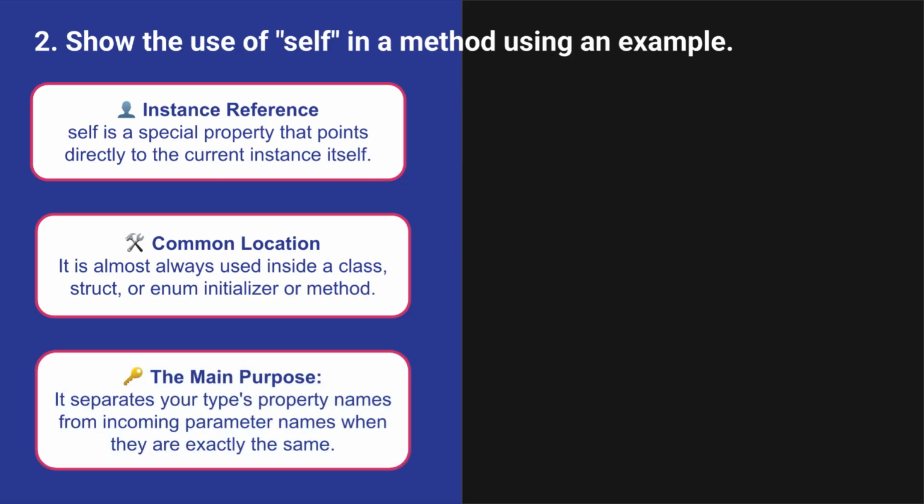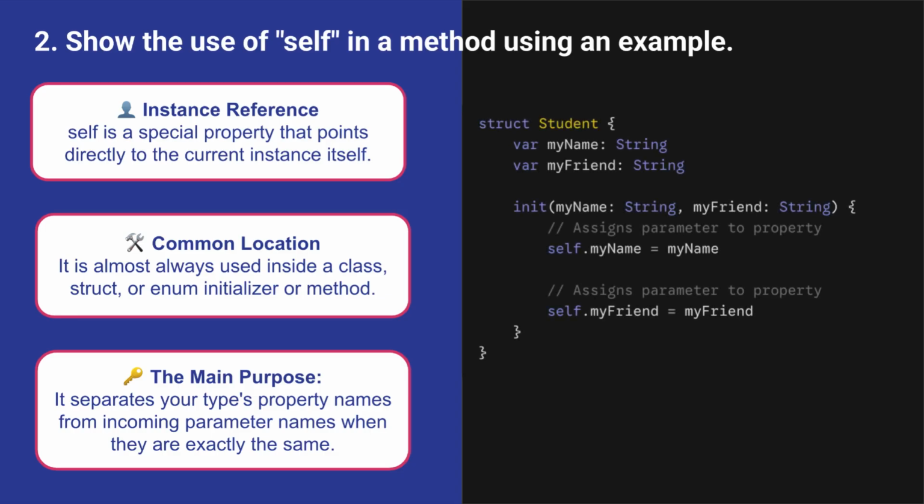We use self to tell Swift the difference between the variable that belongs to the whole object and the parameter being passed into the function when they have the exact same name. Let's take a look at the code structure on the right to see exactly how this solves name clashing.